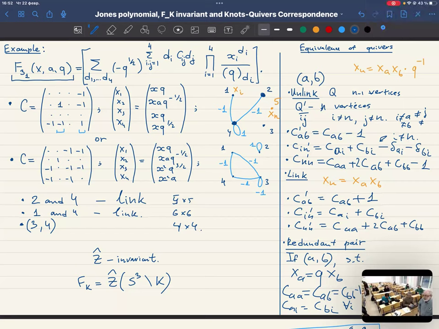So they first try to understand whether this FK exists, and I think the main goal for Gukov and others is to understand what is this Z invariant for an arbitrary three-dimensional manifold.